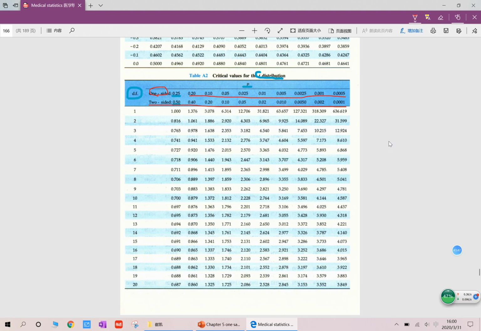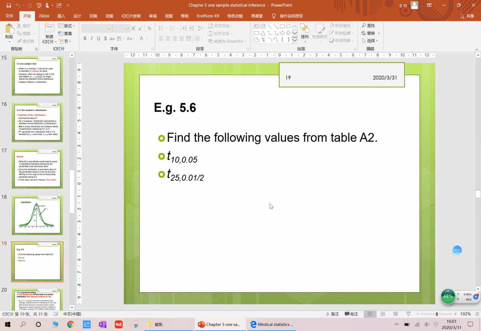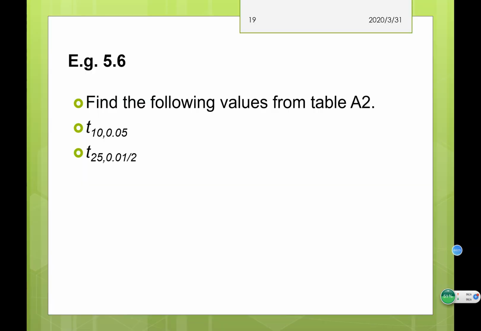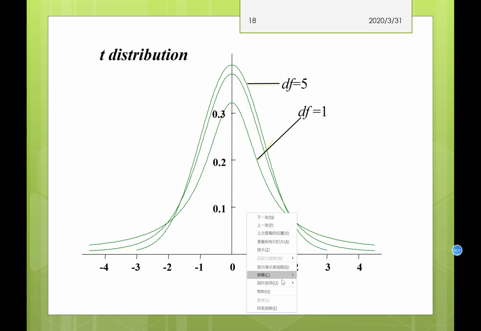Okay, so now let's try to find some special t values with the help of table A2. So how can we do that? Let's do some exercise. The first one, let's try this number. And here we have mentioned that this is the t value. And we explained what's the meaning of these two numbers located in the right corner of the t table.